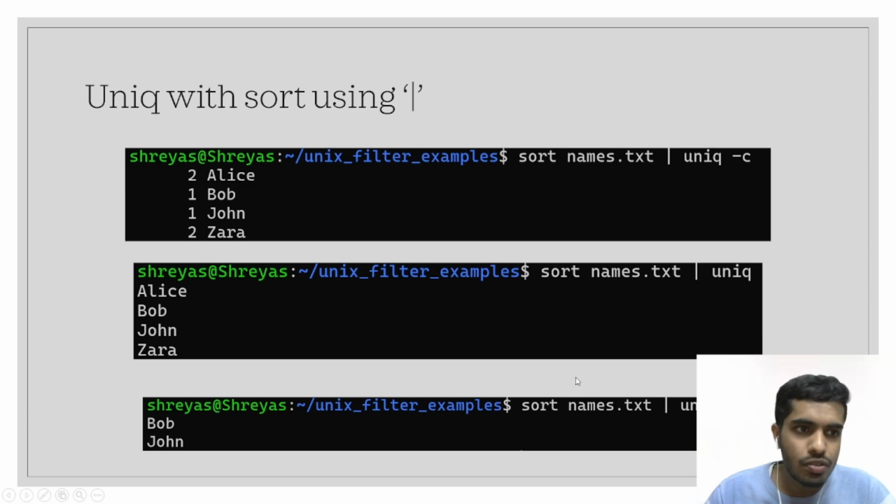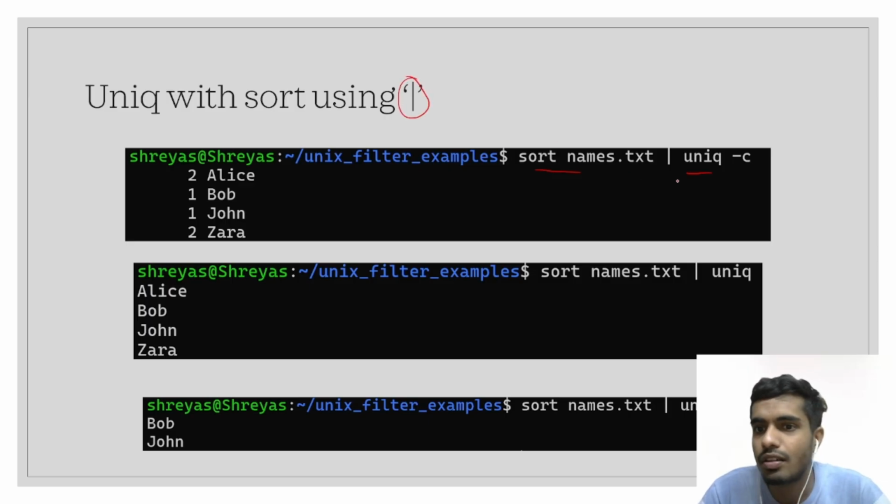Now, we're going to use another command, which is uniq. And uniq has a condition: you can't use it directly on a text file. The text file should be sorted. So you have to first sort the file and then use uniq, right? So we're going to use a pipe to create a pipeline and use it.